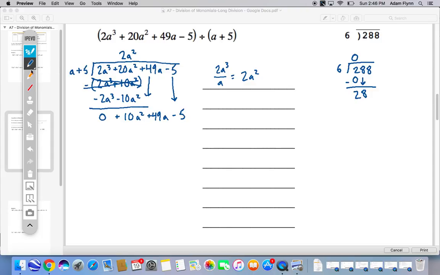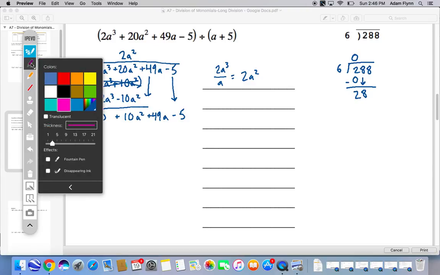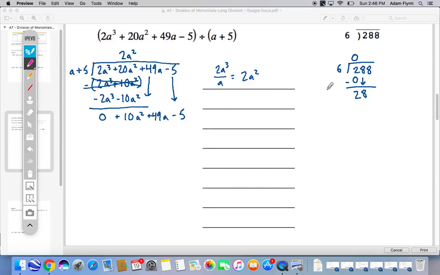Now let me switch colors. Over here, I followed the same exact process just with a new number. How many times does 6 go into 28? Well, that's 4 times. So I multiply 6 times 4, which is 24, and I subtract that 24. So 28 minus 24 is 4, and I bring this 8 all the way down.